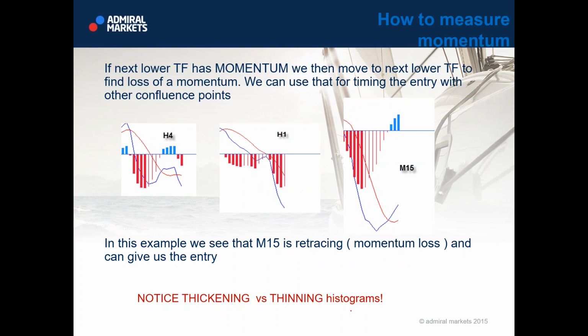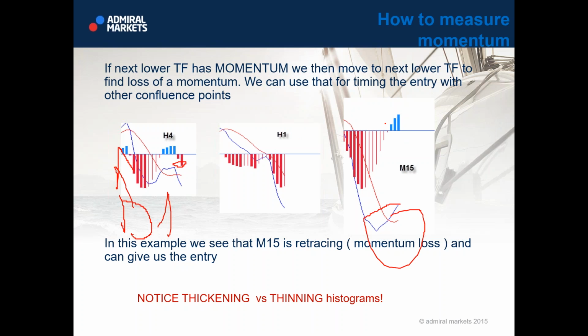Notice thickening versus thinning histograms. Again, the 4 hour time frame has a thick histogram. If you don't see thick on 4 hour, you move to daily. You don't go above the daily time frame. Okay, 4 hour time frame, thick histogram. 1 hour time frame, thinning histogram. So you need to move to 15 minutes to see a loss of momentum.